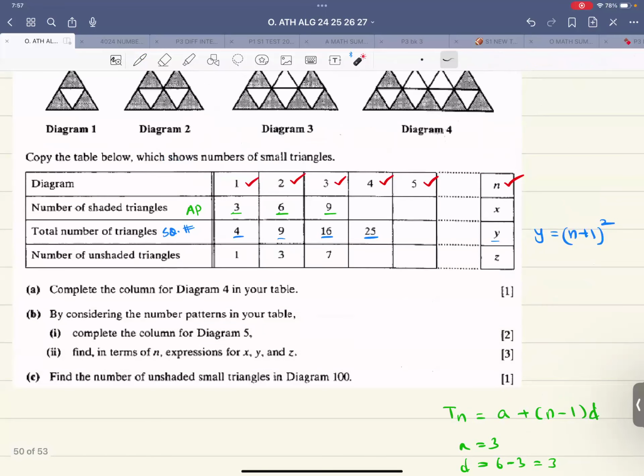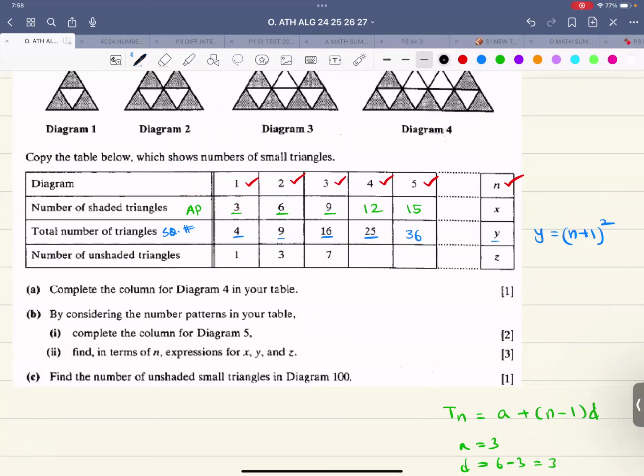So basically, I calculated it using the AP formula. But this is like 3 times 1, 3 times 2, 3 times 3. So let me fill it up. 3 into 4 is 12. 3 into 5 is 15. And let me also fill this blue one up. This is 5 plus 1, which is 6, 6 squared, which is 36. Nothing is done. Now, what about this one?